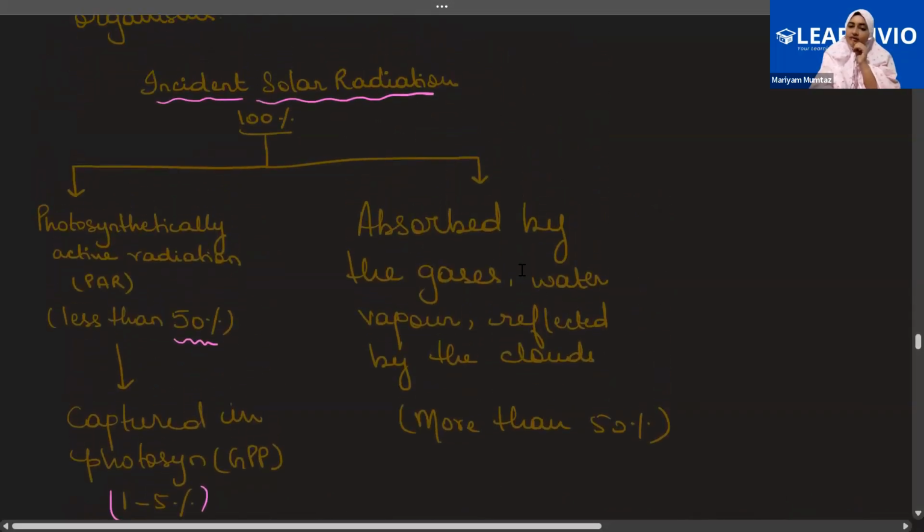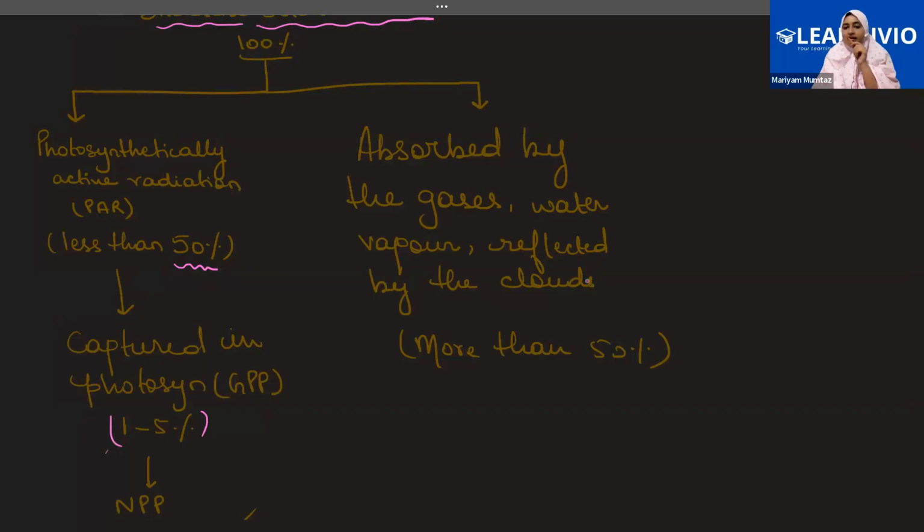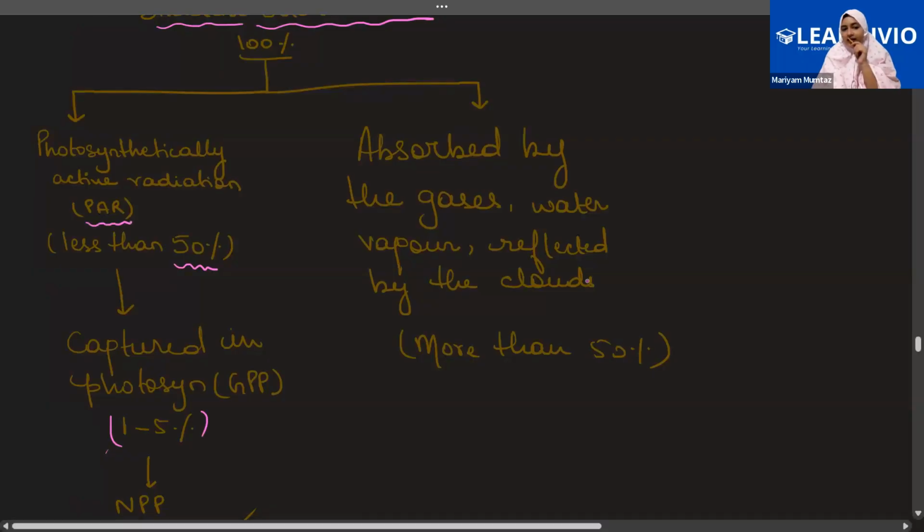Apart from that, the remaining more than 50% is absorbed by the gases and water vapor. It is also reflected by the clouds. Always remember that the photosynthetically active radiation is less than 50%.